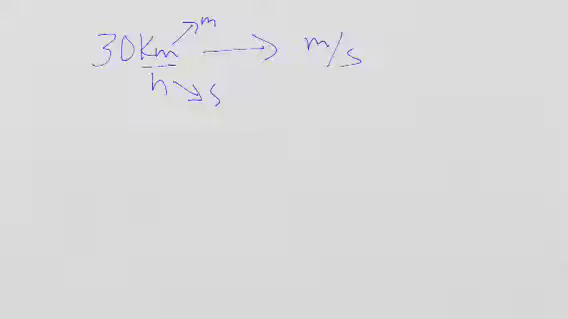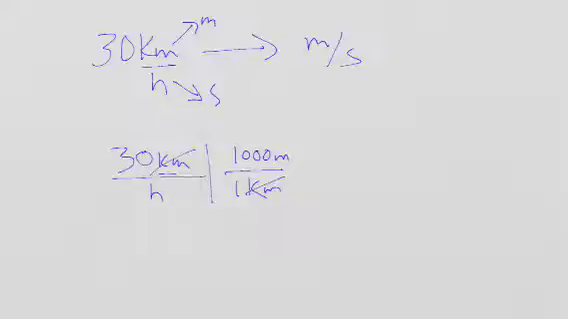So if I want to do this, 30 kilometers per hour. Okay, I'm going to work on my kilometers first. In 1 kilometer, I've got how many meters? What's the equivalency? 1,000 meters, right? Well, look at this. If I'm multiplying these two, I can get rid of kilometers. I now have the right unit on top.